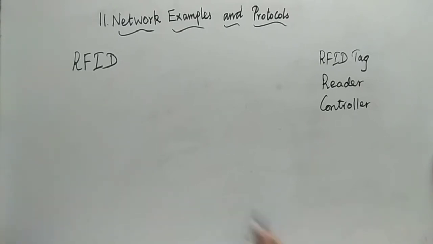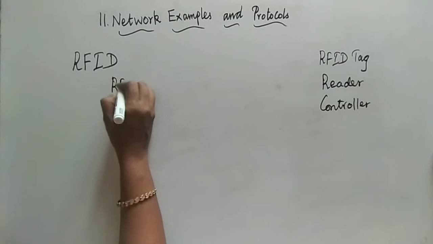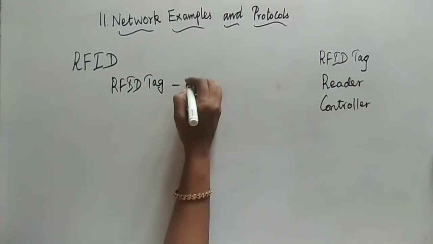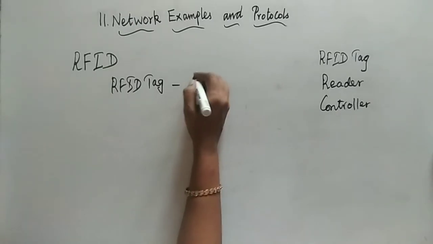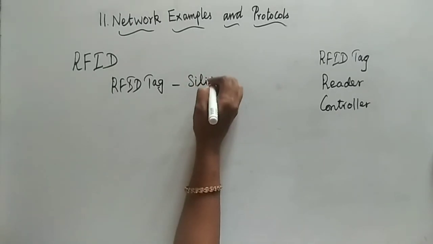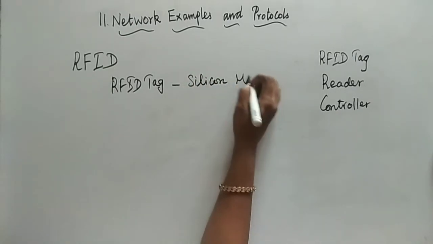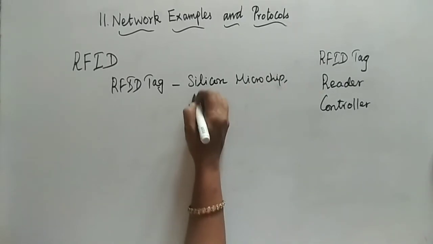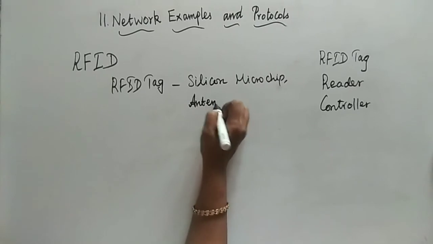So first, RFID tag. We can discuss about RFID tag. So this tag is going to have a silicon chip. It is going to have a silicon microchip. And next it is going to have an antenna.